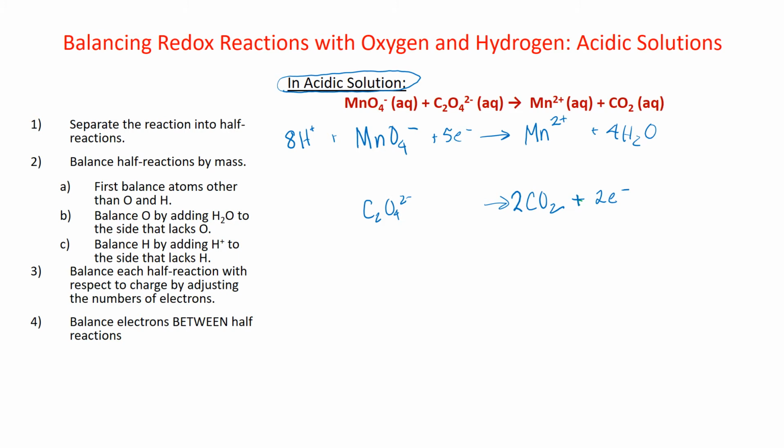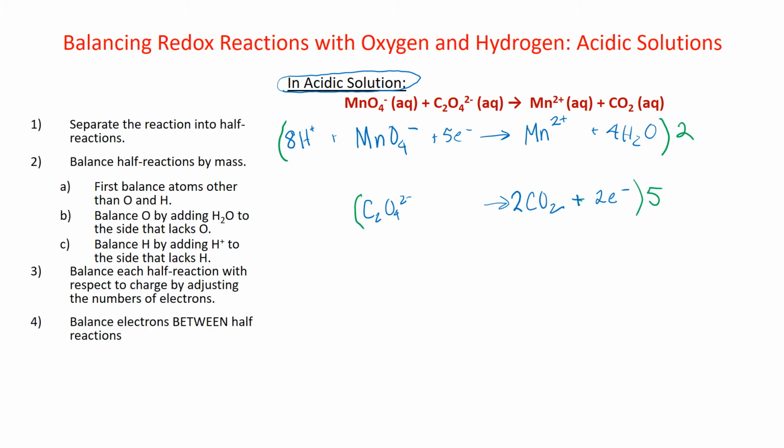So that means I am actually going to multiply this entire first reaction by 2. That will give me 10 electrons. But to maintain that mass and charge balance that I just worked so hard to get, I need to make sure that I multiply everything in that equation by 2. For the second half reaction, I'm going to multiply everything by 5 in order to get that 10 electrons.